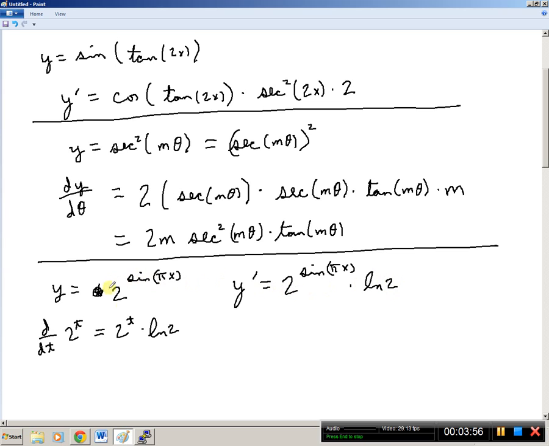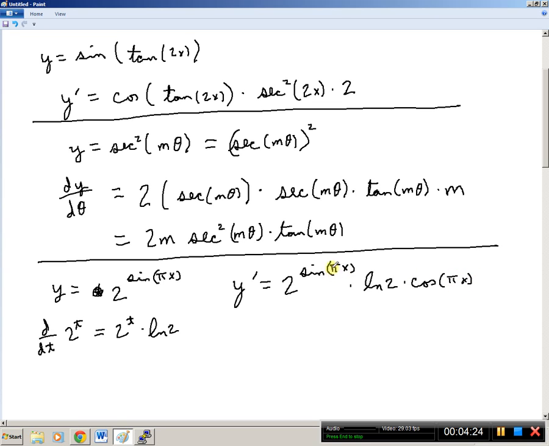Now this works as long as the base is constant, and in one of the future quizzes, probably the next one, we'll be doing logarithmic differentiation, and there you deal with the situation where the base is a variable. But in this case, it's just 2 to that power times the log of the base. But the chain rule comes along and says you still got to multiply by the derivative of what's up there. So the derivative of sine of anything is cosine of whatever, pi x.